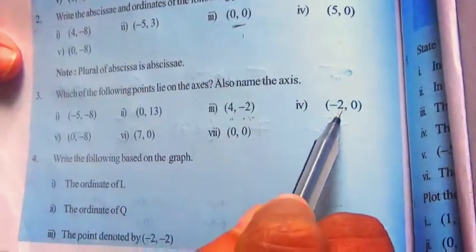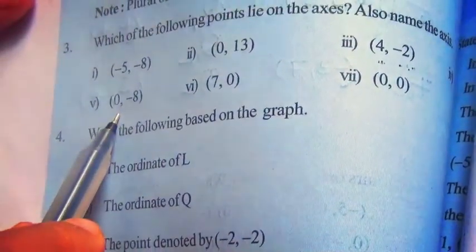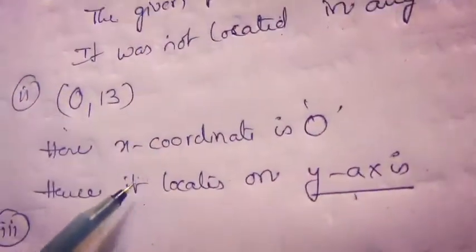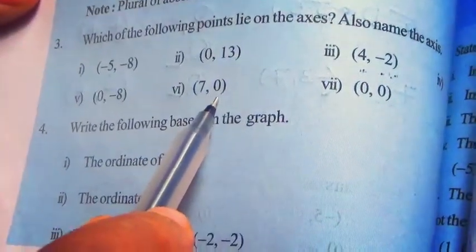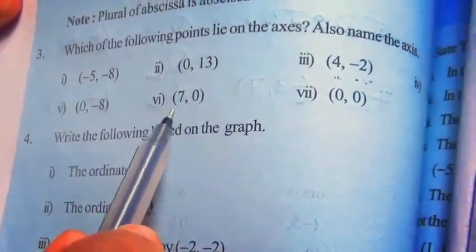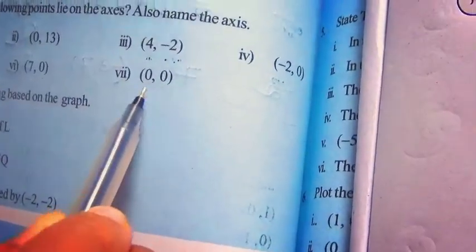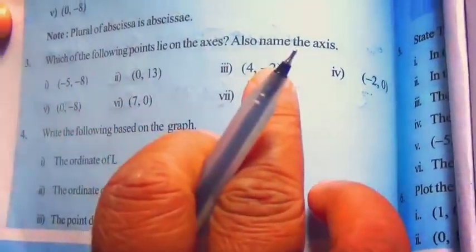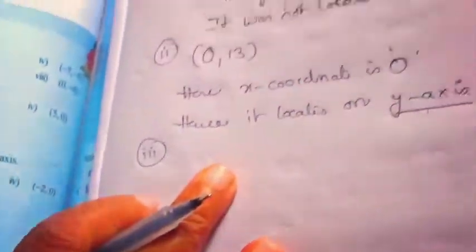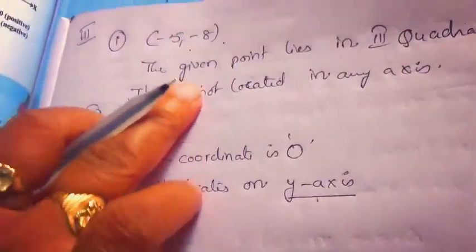It lies on the x-axis. Here the x coordinate is 0, hence it is located on the y-axis, just like this. Here the y coordinate is 0, hence it is located on the x-axis. Here it is the origin. You just finish this third Roman also, just like the above. These are the model sums of this third Roman.